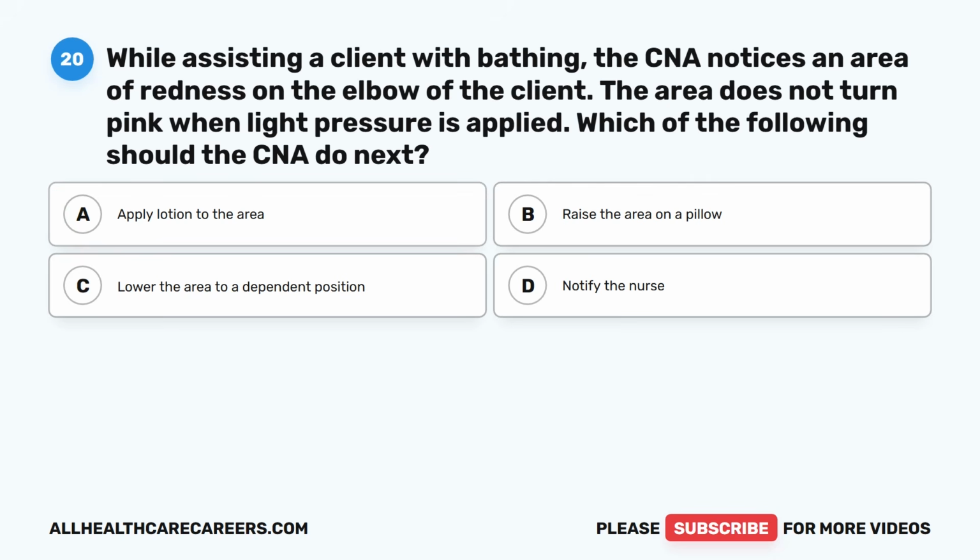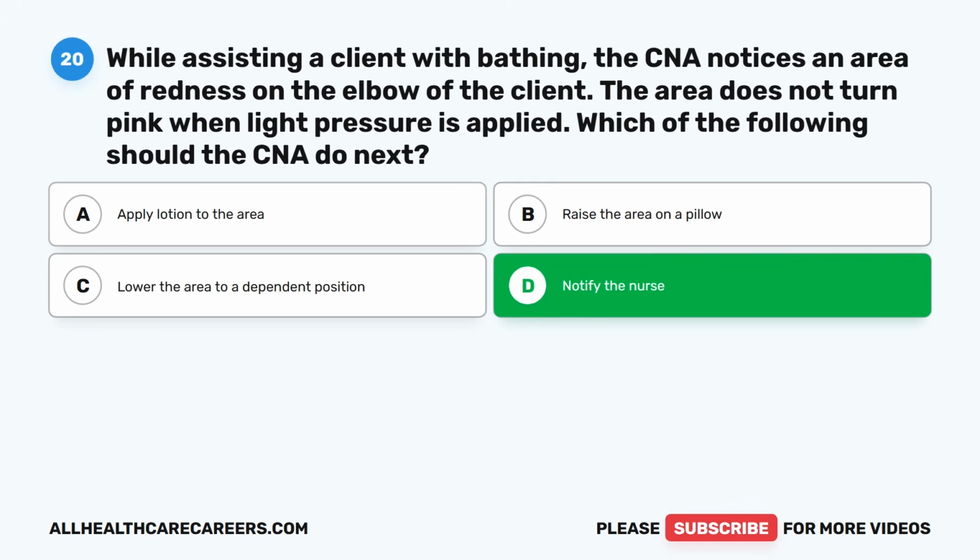Question 20. While assisting a client with bathing, the CNA notices an area of redness on the elbow of the client. The area does not turn pink when light pressure is applied. Which of the following should the CNA do next? A. Apply lotion to the area. B. Raise the area on a pillow. C. Lower the area to a dependent position. D. Notify the nurse. The correct answer is D.